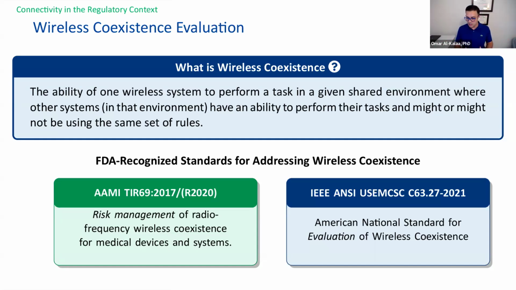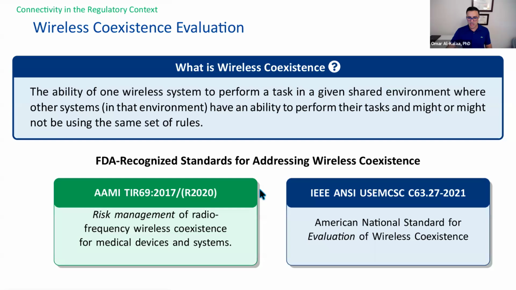The FDA has been engaged for many years in the development and recognition of standardized documents to address wireless coexistence because it's an important issue. The first of these documents is a risk management document. It came out of ANSI, which is TIR 69. It was published in 2017, reaffirmed in 2020. This document walks the manufacturer through a risk management and assessment process that results in a risk category determination.